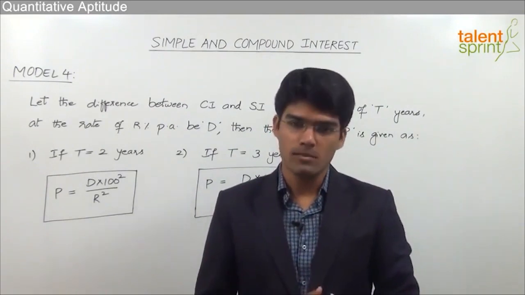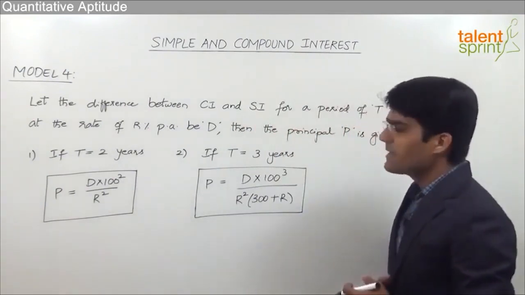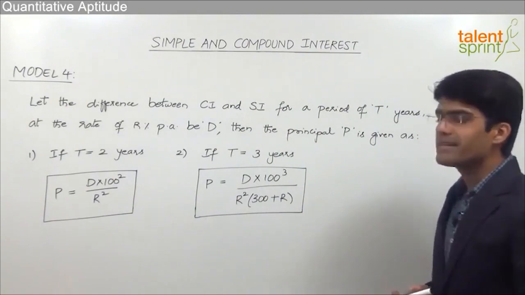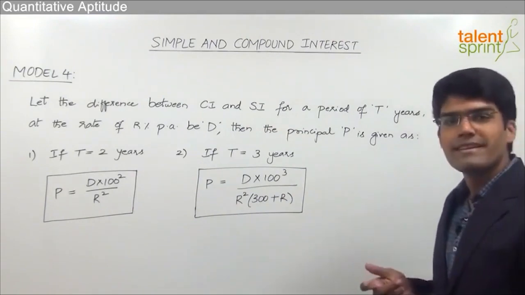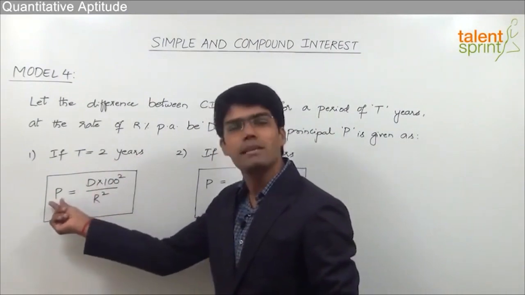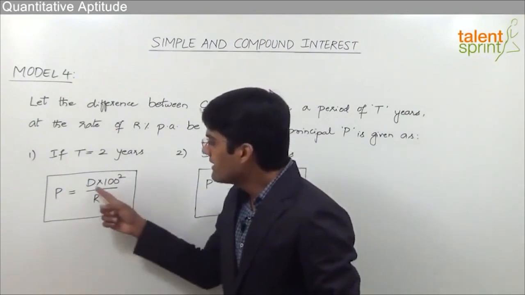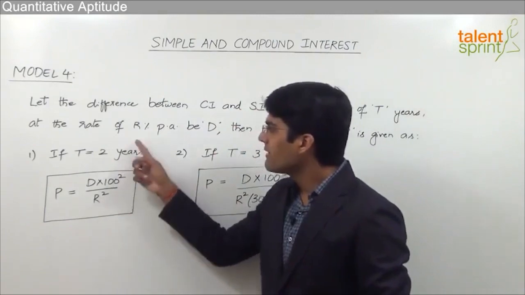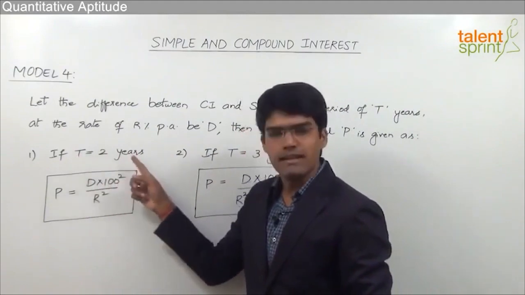Let us first understand the formula to be used to solve questions based on differences. Let the difference between compound interest and simple interest for a period of t years at the rate of r% per annum be d. Then the principal p is given as, we have two different cases here. The first case is, if time t is equal to 2 years, then the principal p can be calculated as d into 100 squared divided by r squared, where d is the difference between compound interest and simple interest, and r is the rate of interest per annum. And remember, this formula is applicable when the time period is given as 2 years.